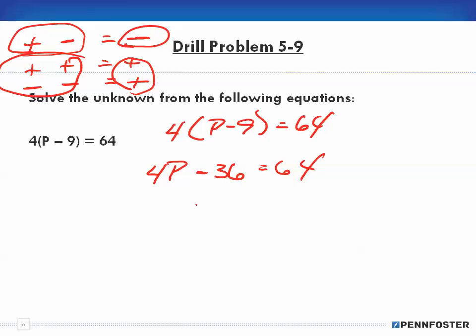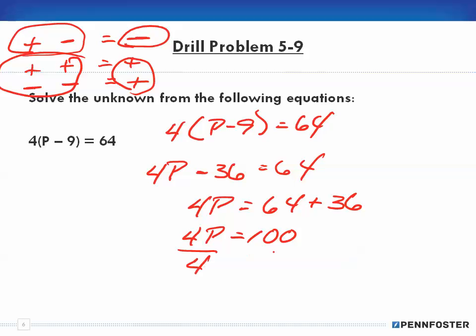Or my shortcut is taking the 4p, and then I move the minus 36 over across the equal sign. When I do that, I have to change the sign, and I end up with a plus 36. So that gives me 4p is equal to 100 when I do the math. And I still need to isolate the p. Since that's multiplication there, I want to divide both sides by that whole number of 4, which allows me to cancel that out. And I'm left with p is equal to 100 over 4, which is equal to 25.